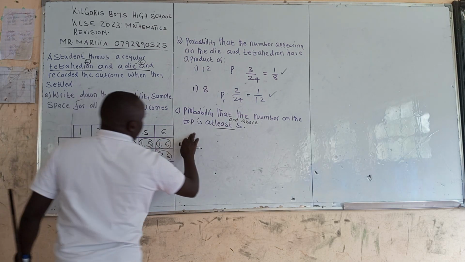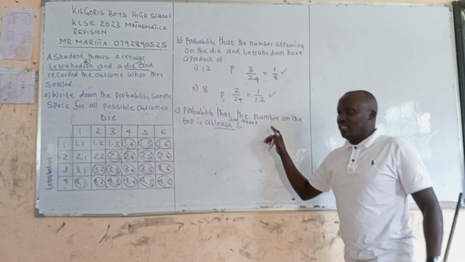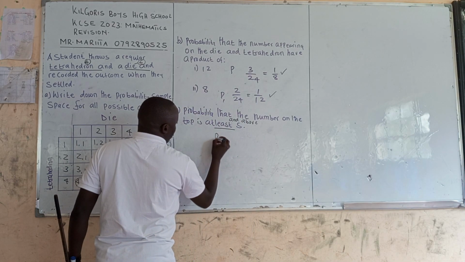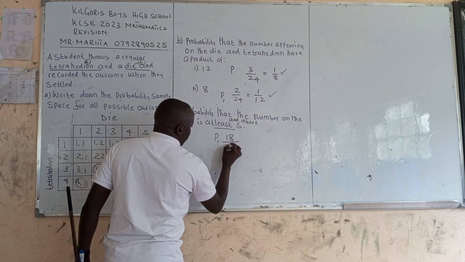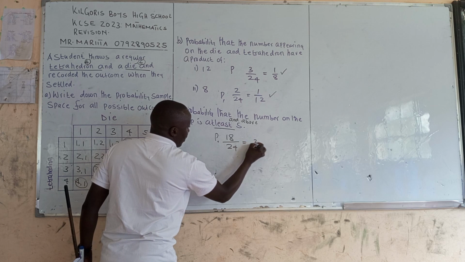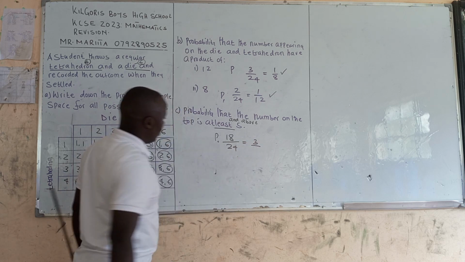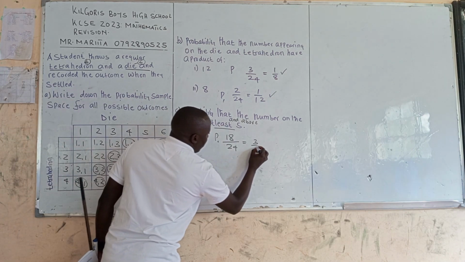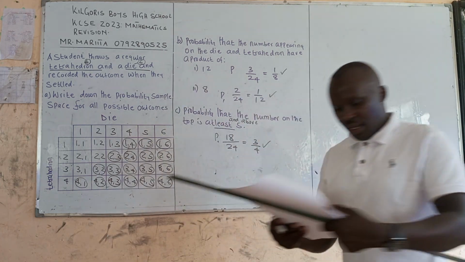So the probability that the number on the top is at least 5: we have 18 numbers. So this is 18 out of the total outcomes, which is 24. So this one is 3 over 4. That one now gives us 3 over 4.